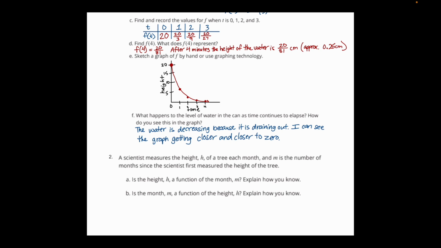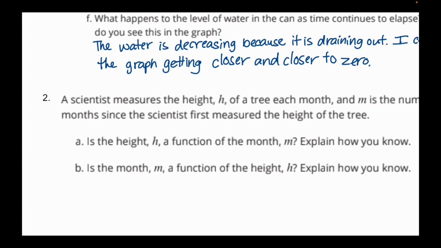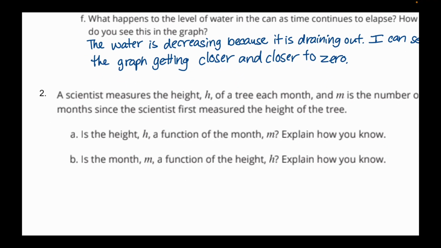On to question 2. This is a different question, but we have a scientist who is measuring the height, h, of a tree each month, and m is the number of months since the scientist first started measuring the height of the tree. So this question is just asking us a couple things about whether or not this is a function. Is the height a function of the month? So basically, is the height a function of time? And explain how you know.